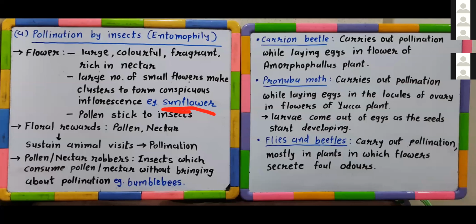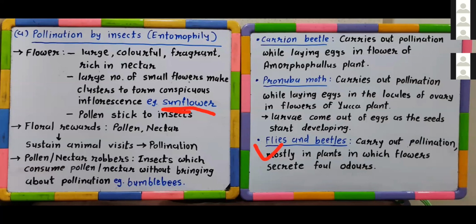Animals are also attracted to flowers by color and fragrance. Flowers pollinated by flies and beetles secrete foul odors. Flies and beetles carry out pollination in plants which secrete foul odors. This foul odor, that dirty smell, attracts many flies and beetles towards those plants.